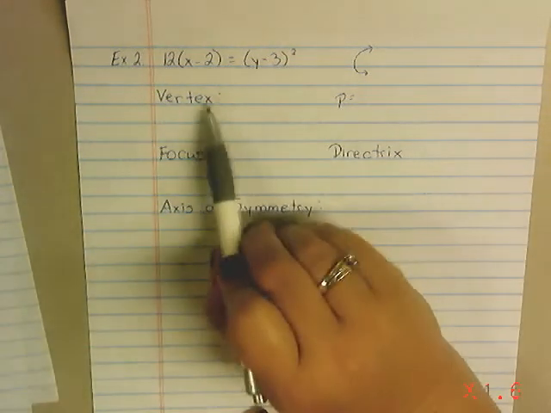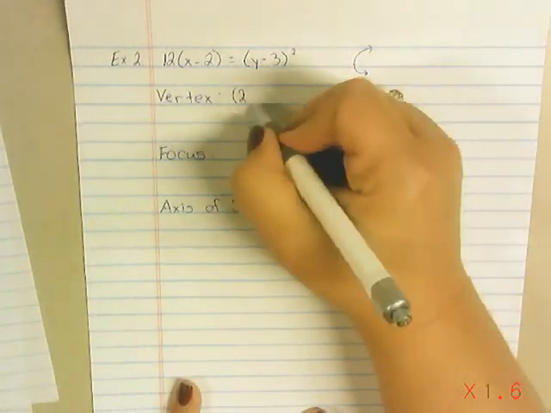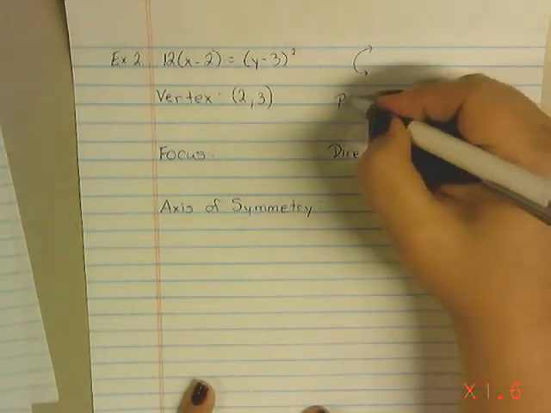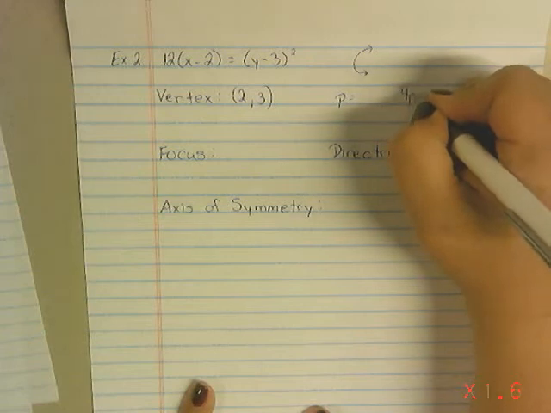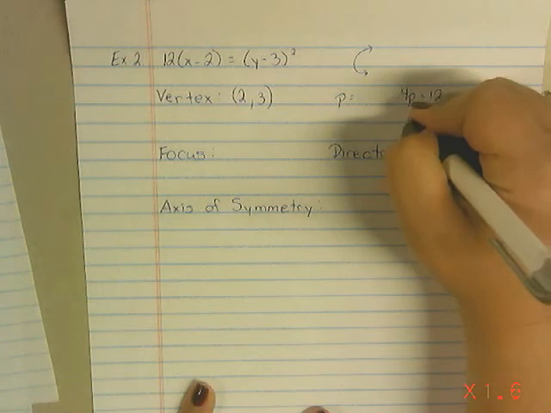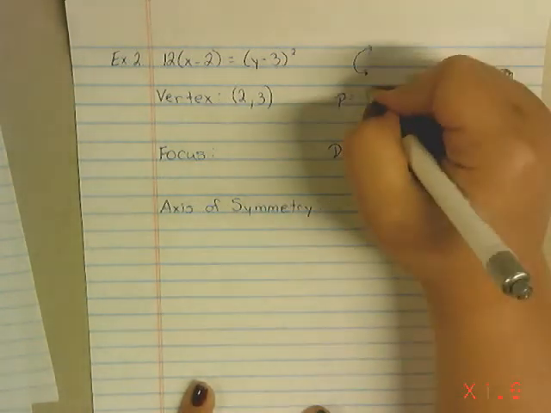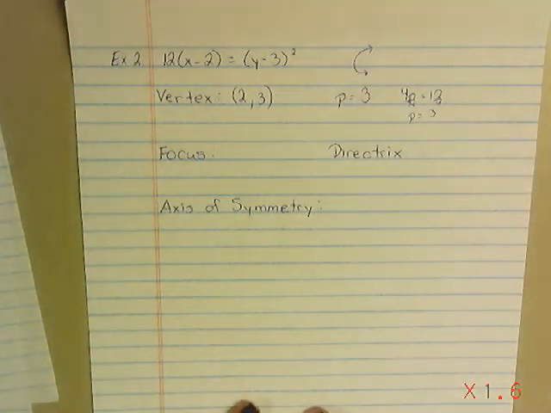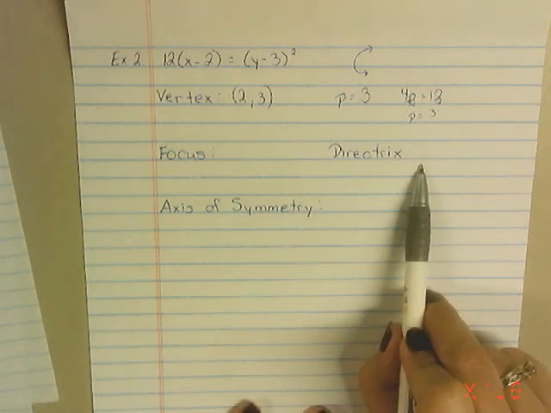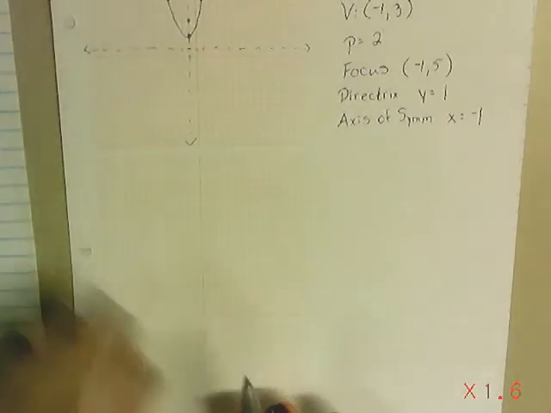Okay, vertex, again, same as getting the center for all your other conics. So that's +2, +3. My little mini equation to find my p is that 4p equals 12. So p equals 3, if I divide both by 4. So p equals 3. What's that going to help me do? That's going to help me find my focus and my directrix. But it's a little bit easier to see it on the graph, so we're just going to wait until we get over there.